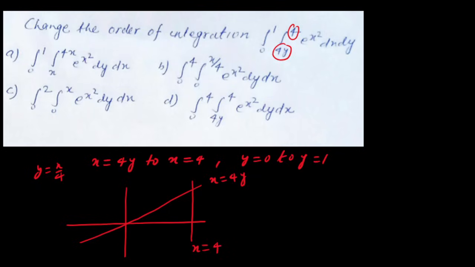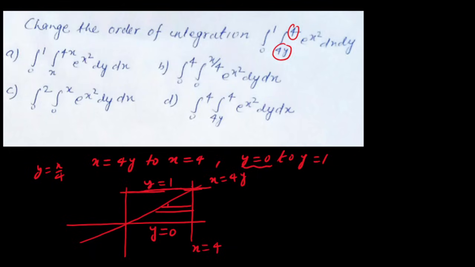So there is a horizontal strip which is starting at x is equal to 4y and going up to x is equal to 4. And then they are moving it from y is equal to 0 to y is equal to 1. So you can see this point here, that point here, this is x-axis, so y is equal to 0 and x is equal to 4. So if I take x is equal to 4, this point is actually y is equal to 1.